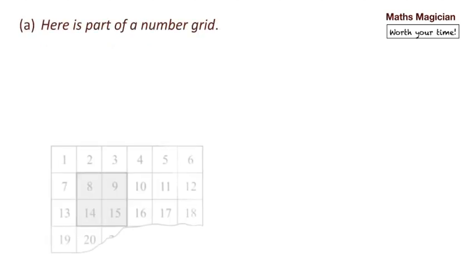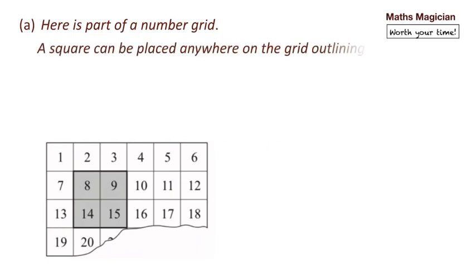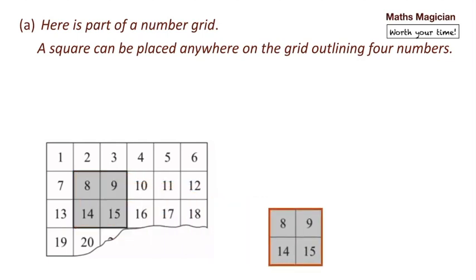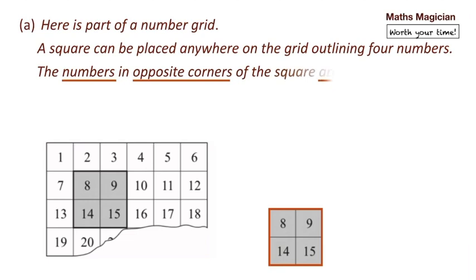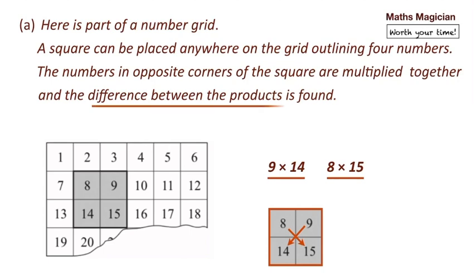Here is part of a number grid. A square can be placed anywhere on the grid, outlining four numbers. And we can see that a square is already given on the grid. Now for the given square, the numbers in opposite corners of the square are multiplied together, and the difference between the products is found. And it is 6.